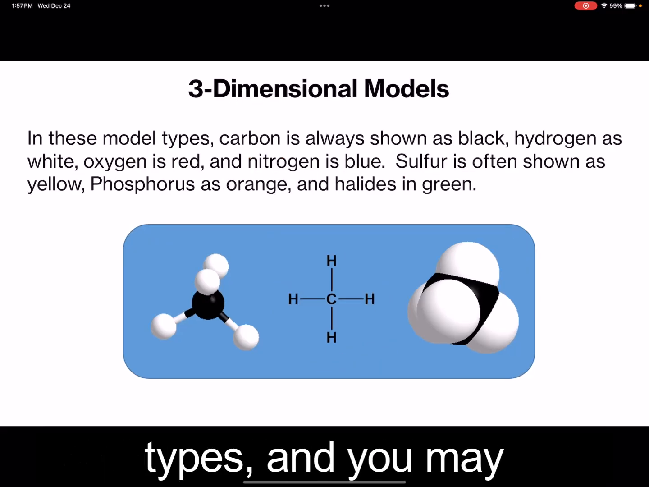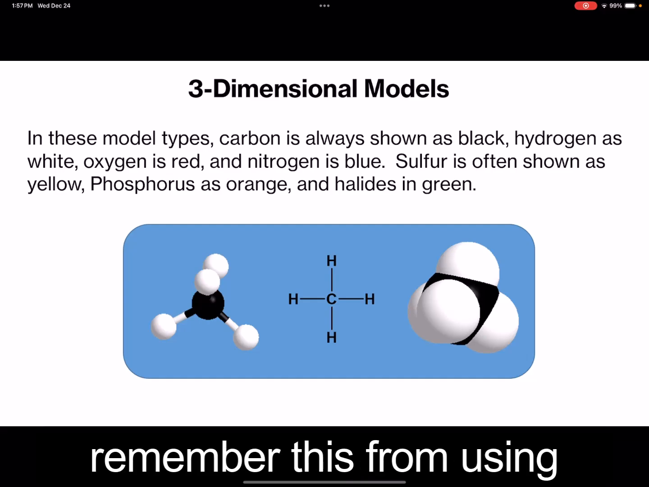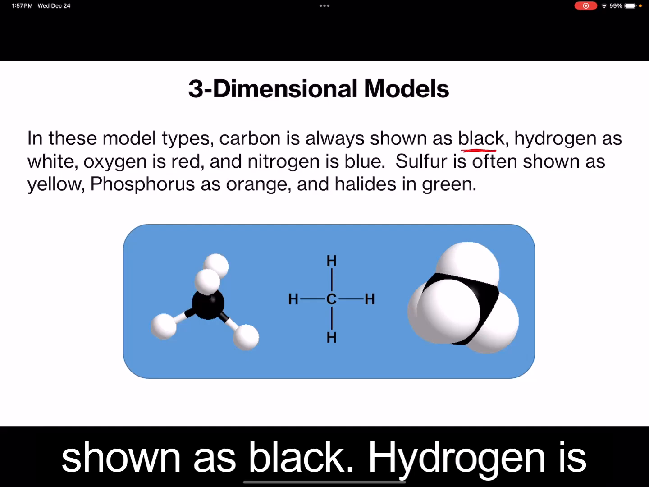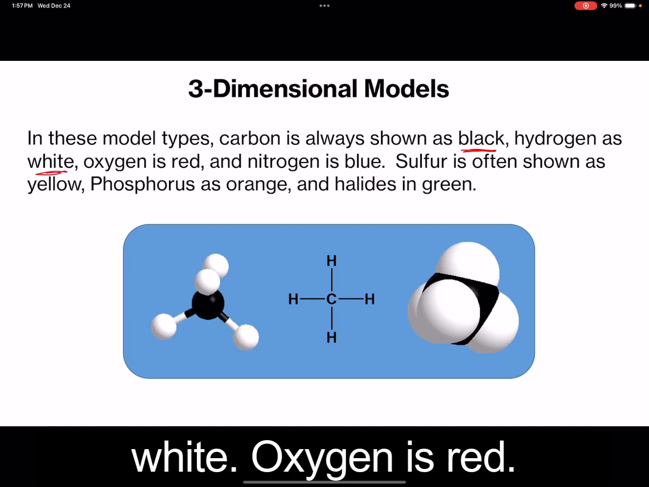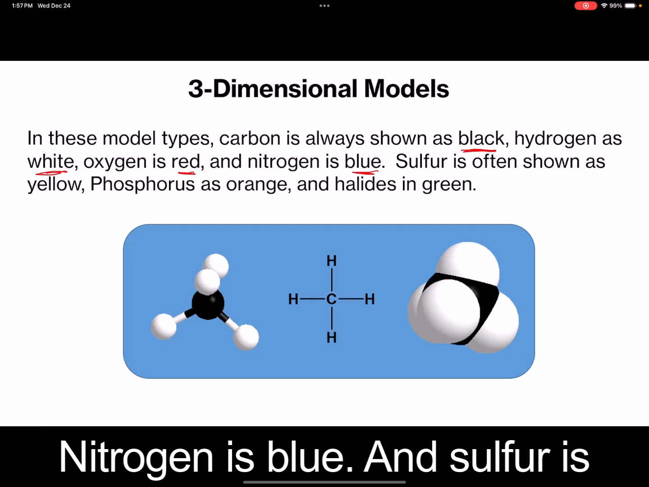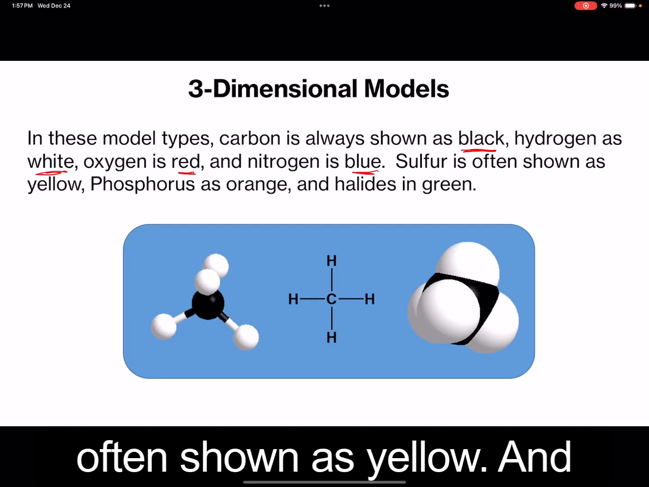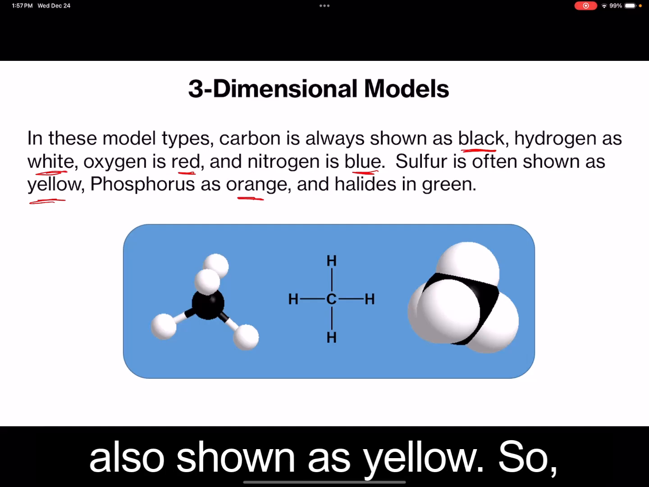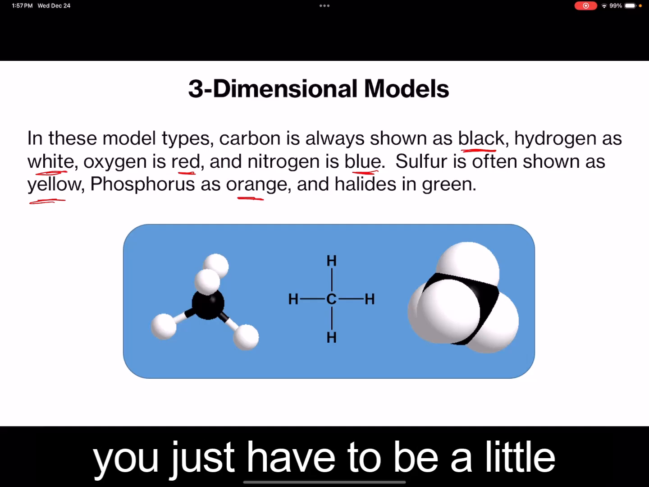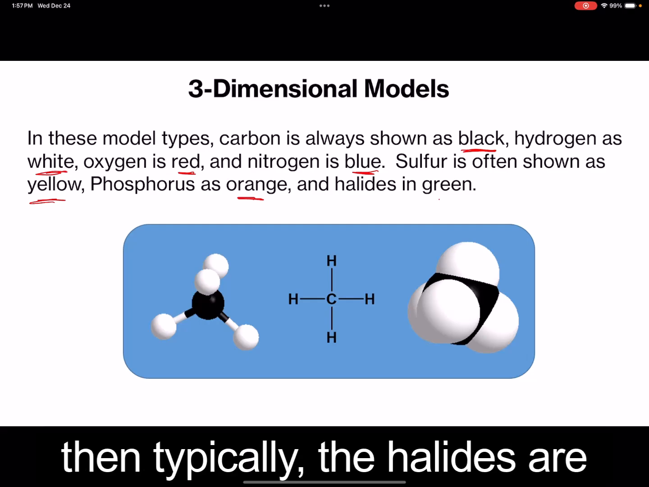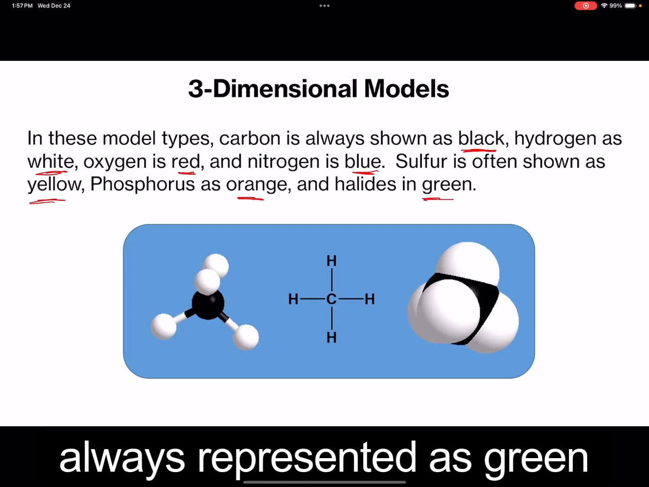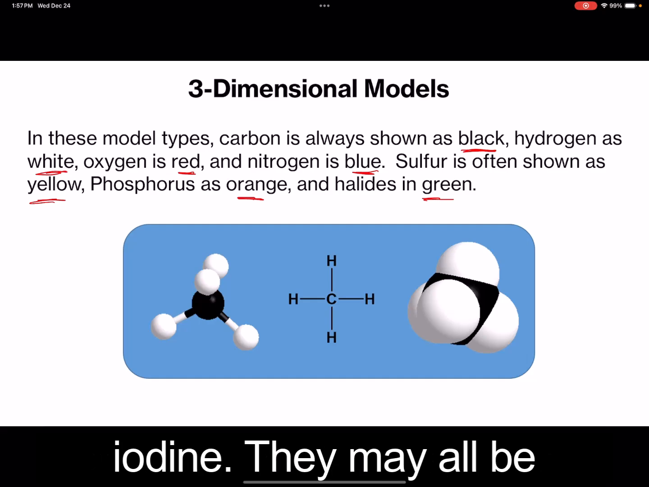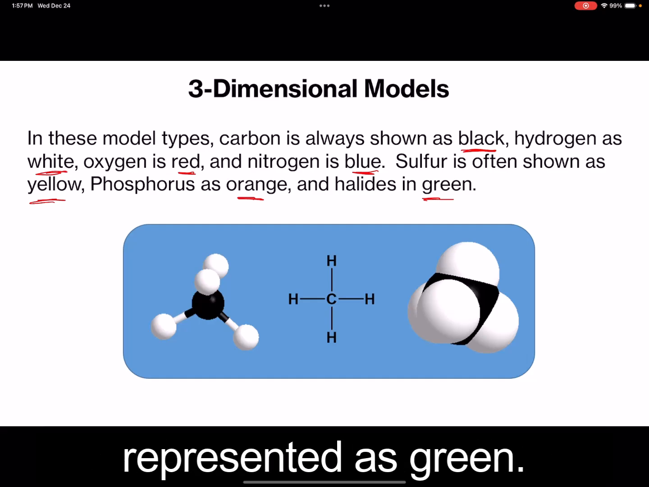So in these model types, and you may remember this from using model kits in organic chemistry, carbon is always shown as black, hydrogen as white, oxygen is red, nitrogen is blue, and sulfur is often shown as yellow and phosphorus is orange, but sometimes phosphorus is also shown as yellow, so you just have to be a little careful with those two. And then typically the halides are always represented as green atoms. So that could be a chlorine, a bromine, or an iodine. They may all be represented as green.